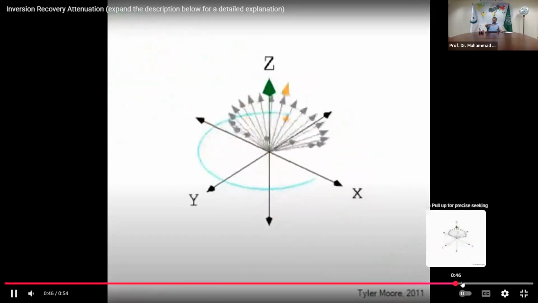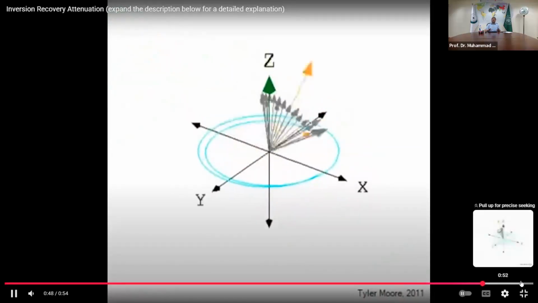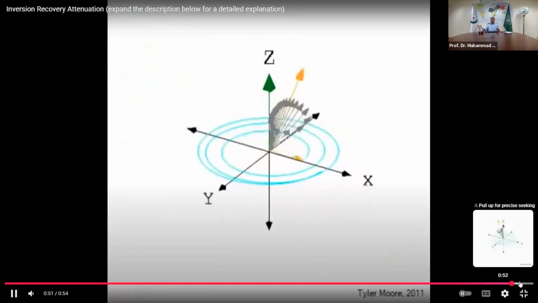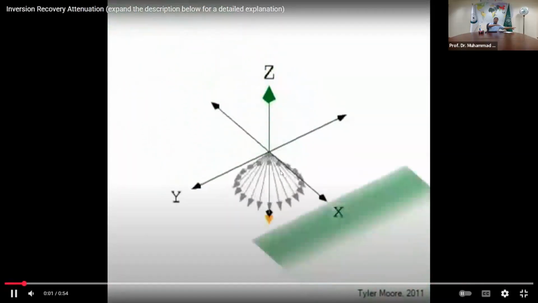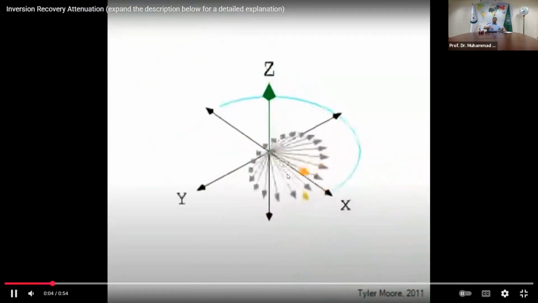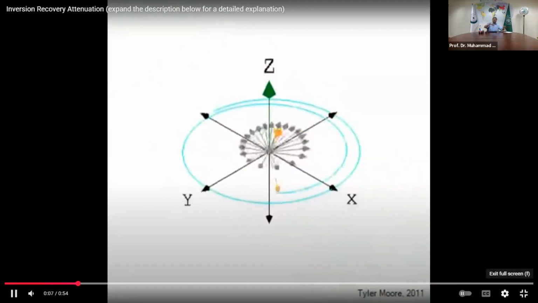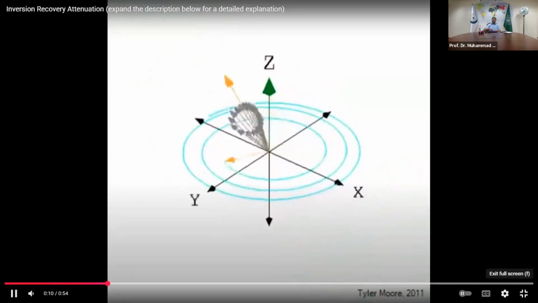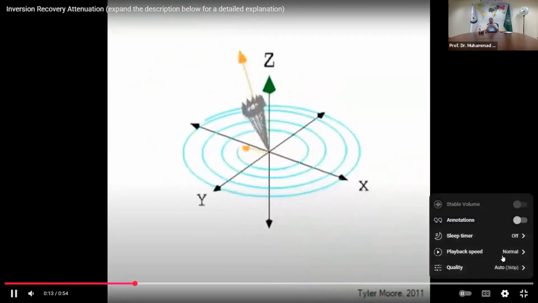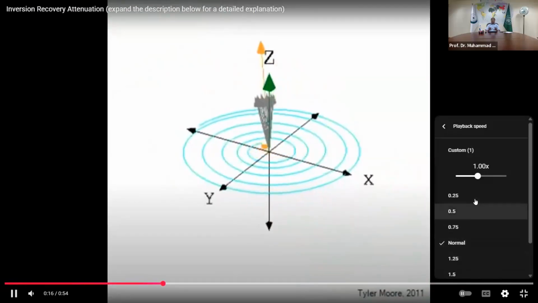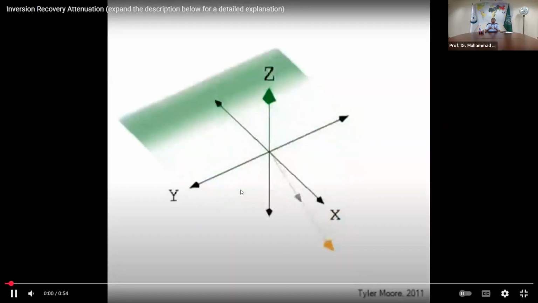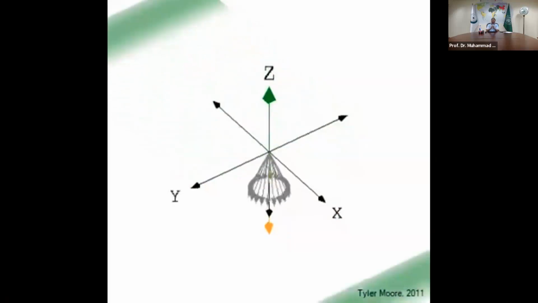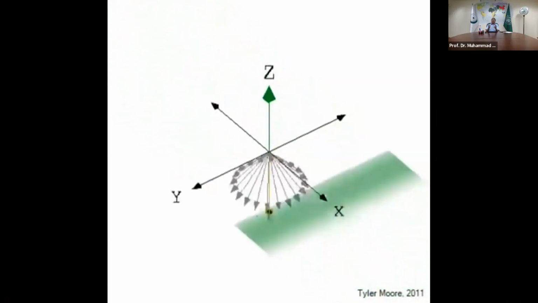Because your detector is on the other side. Remember the last time I told you about the position of vectors on the XY plane, that the detector can see them at different phases. So when they are on the opposite side of the detector, they come as a negative signal. When they are just in front of the detector, they appear as a positive signal. So from full negative signal to full positive signal, this is the relaxation process, and it is measured by the inversion recovery method.